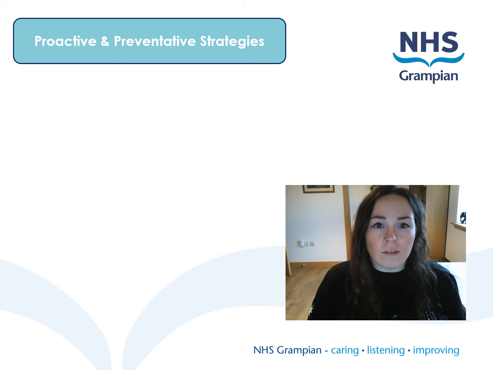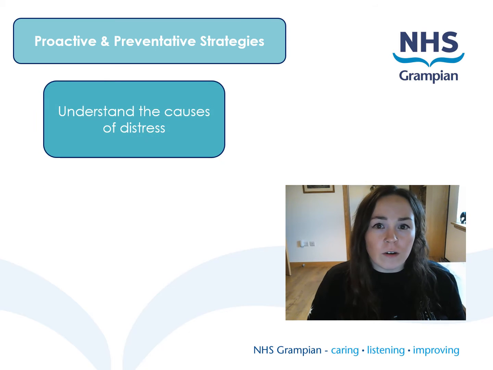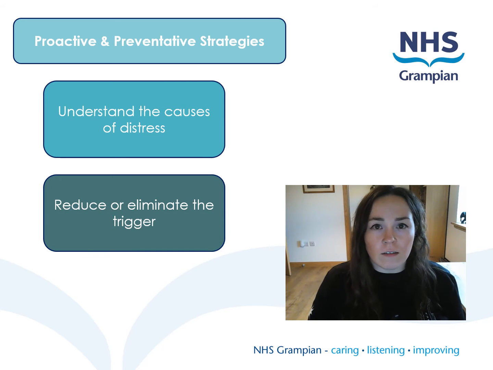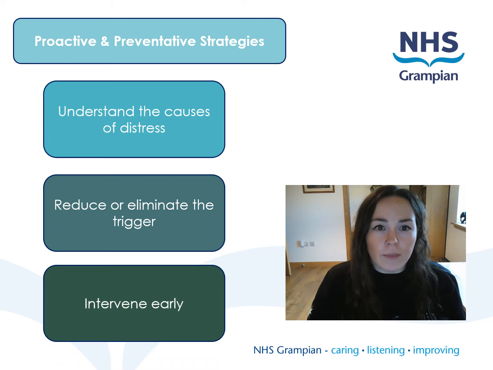In order to reduce an individual's distress, we first need to understand the causes of their distress. And if we know what triggers a person's distress, we can then try to reduce or eliminate this trigger to reduce the likelihood of the person becoming distressed by using proactive and preventative strategies. If we know the cause of a person's distress and we notice that they have become distressed, we can intervene early to reduce the cause, thereby reducing the distress.